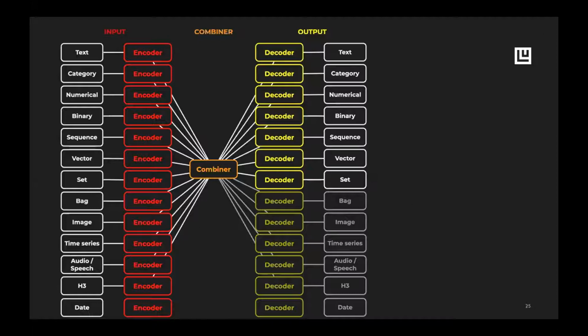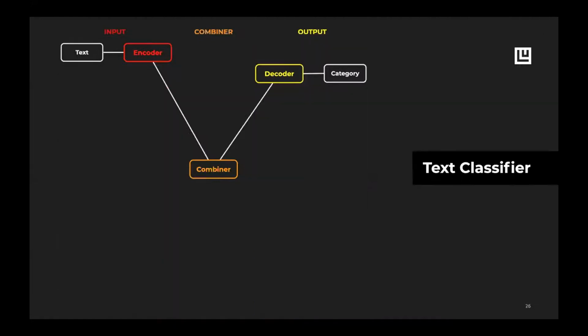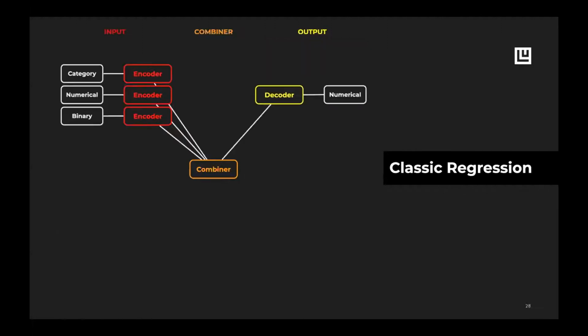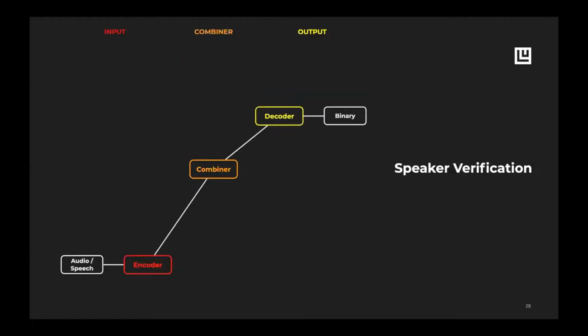This is all you can do, but one specific instance of this could be, for instance, having text as input and category as output. And that's a text classifier, the example that we've already seen. But you can provide an image as input and text as output, then you have an image captioning system. Or you can have categories, numerical and binary features as inputs and numerical as output, and you have a regression system. Or you can have audio and speech as input and binary as output, and you have a speaker verification system.